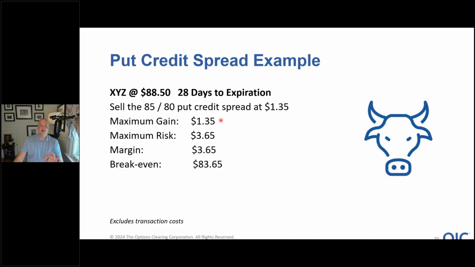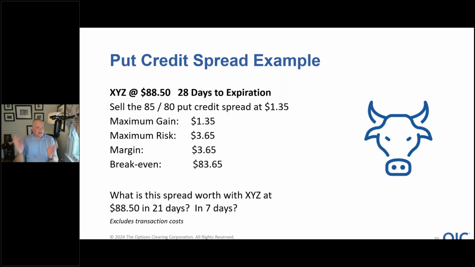Why is it 83.65? Because $1.35 of credit is kind of like the cushion that you add to the downside, meaning if you were long stock from 85, your break even would be 85. But in this case, you're short the actual optionality and you've taken in $1.35. So that gives you what we would call a head start on the downside. And you actually subtract it from the upside strike to give you more room to the downside. That's why your break even is 83.65. It's lower when you're short put spreads and higher when you're short call spreads.